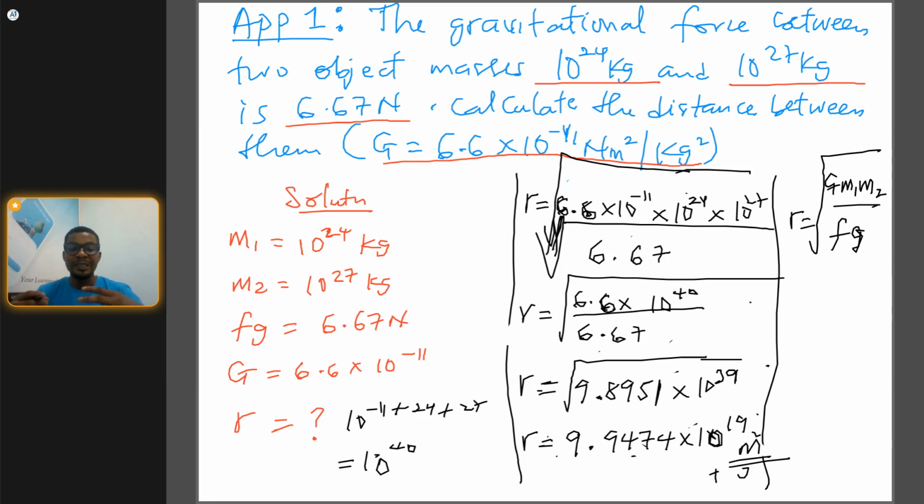So the radius, or the distance rather, r represents distance, not radius. The distance between the first mass and the second mass is 9.9474 times 10 raised to power 19 meter. So that is going to be the answer.